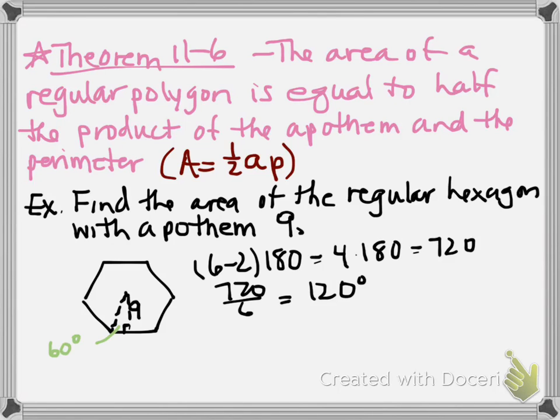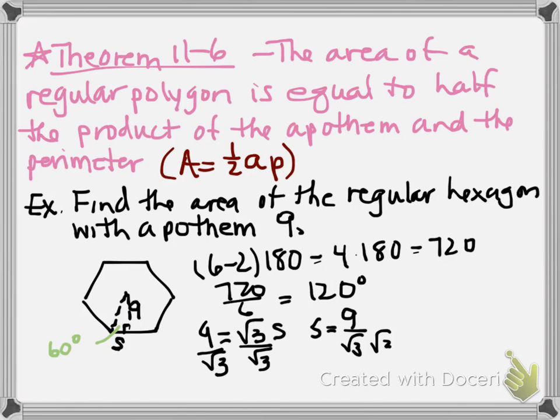Okay, that's crucial. Now, 9 represents the long leg. What I need to do to figure out how long the side is, I need to figure out what the short leg is and double it. So I'm going to use S here for this piece. And so remember how it works? The long leg is equal to radical 3 times the short leg. So I divide both sides by radical 3. That gives me S equals 9 over radical 3. I rationalize by multiplying top and bottom by radical 3. That gives me 9 radical 3 over 3, which gives me 3 radical 3.